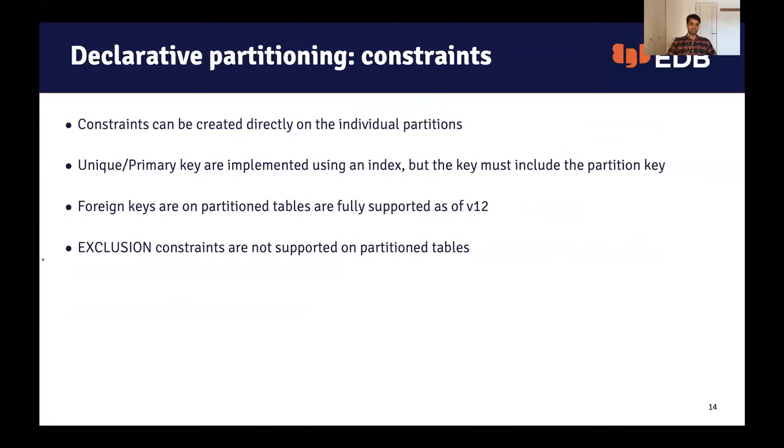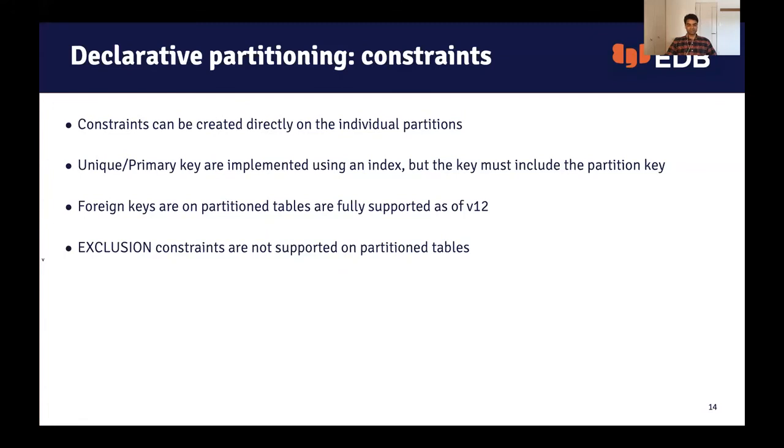So next is constraints. Just like indexes, each partition can have its own constraints, like check constraints or unique constraints or foreign keys. But it's more useful to define them on the parent table, because managing constraints on each partition can be messy. I just described unique constraints with indexes. So let's take a look at foreign keys.